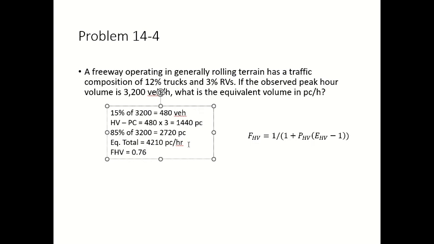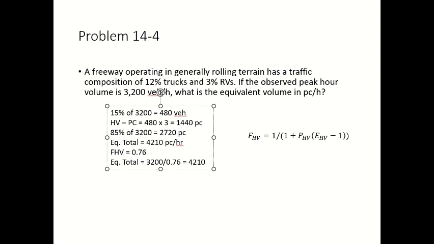Okay. So how do I use FHV to convert vehicles to passenger cars? I divide the volume by FHV, simple. So now the equivalent total will be 1,200 divided by 0.76. Okay, it should be the same, right? Both methods should give you the same answer.